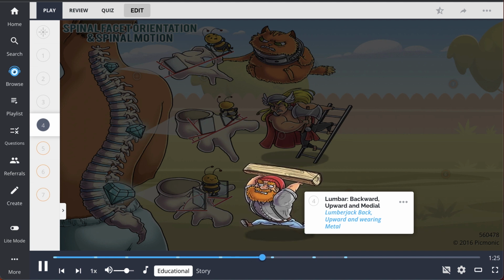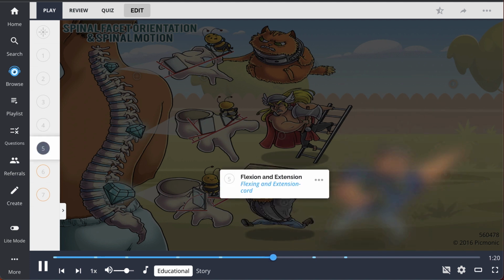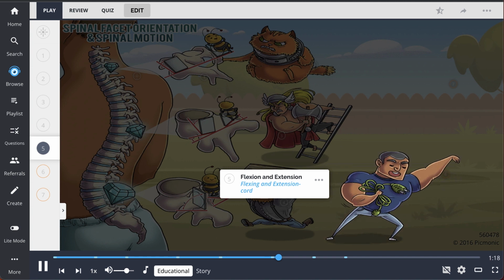Our last column of characters is associated with the movements of the spine. Flexion and extension can be remembered by this man flexing with his trusty extension cord. This motion occurs in the cervical, thorax, and lumbar region, but is most noticeable in the cervical and lumbar spine, where the superior facets are oriented medially.